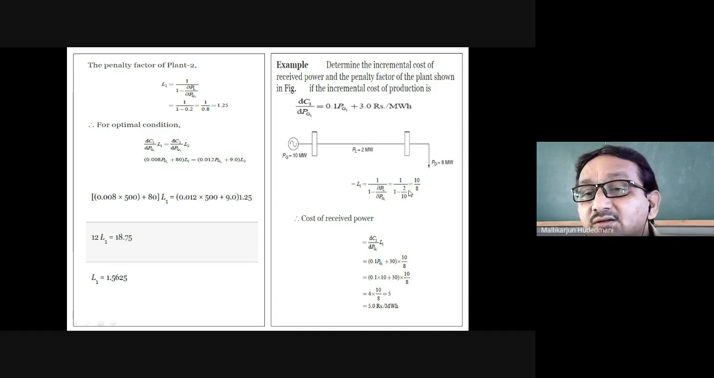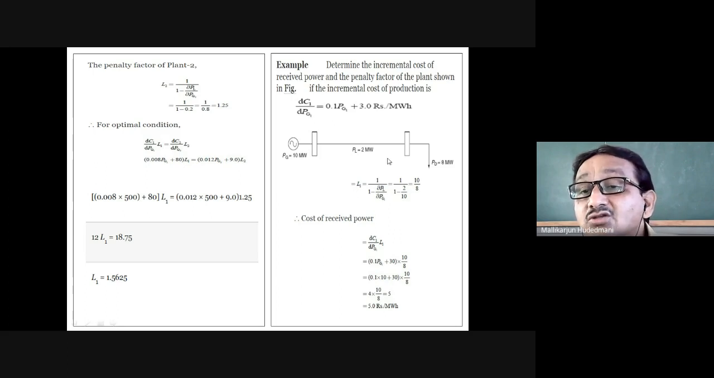Can you see here? 1 by 1 minus loss by generation. This ratio is incremental transmission line loss. This will give you 10 by 8, the value of L1.